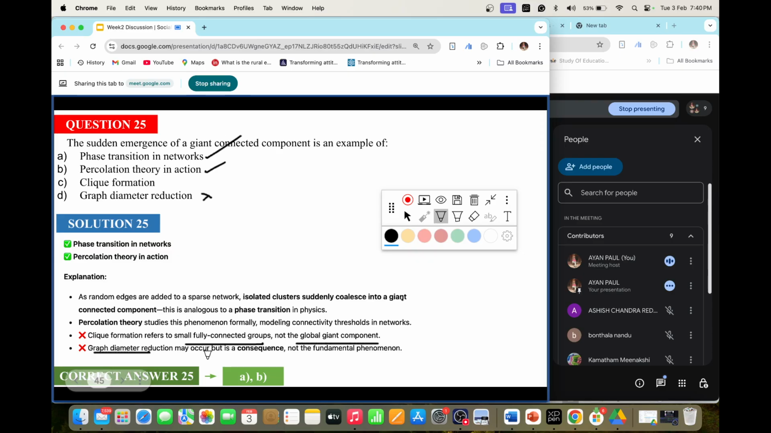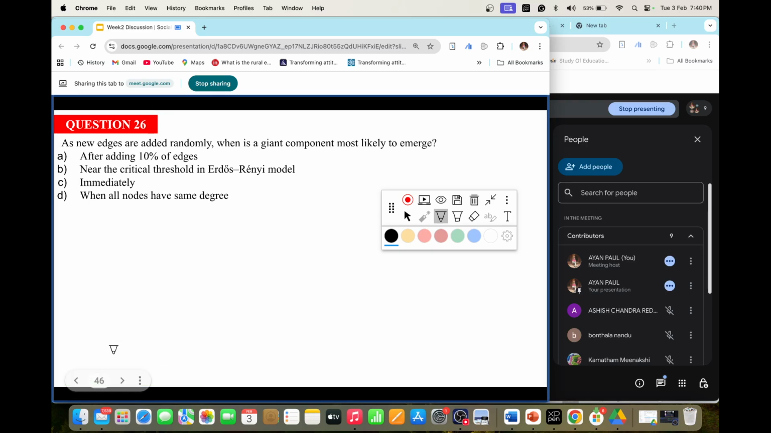Graph diameter reduction may occur, but as a consequence, not a fundamental phenomenon. So I don't think graph diameter reduction will happen either, because the large connected graph will be formed, right? So how would it happen? So this is also false. So option A as well as option B is the correct answer.